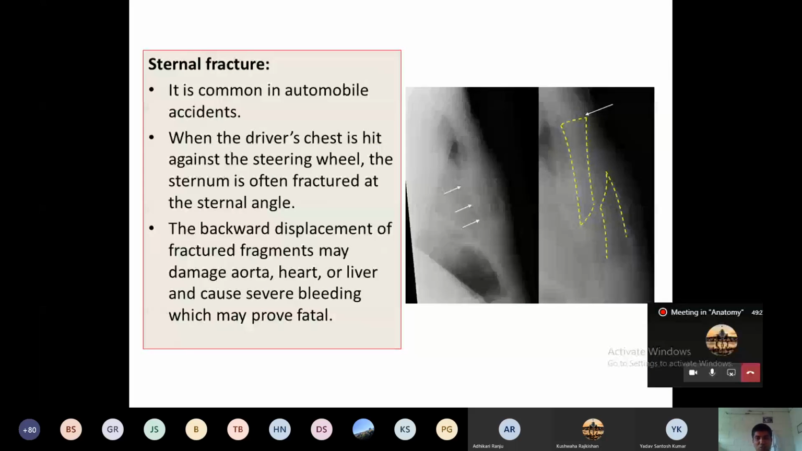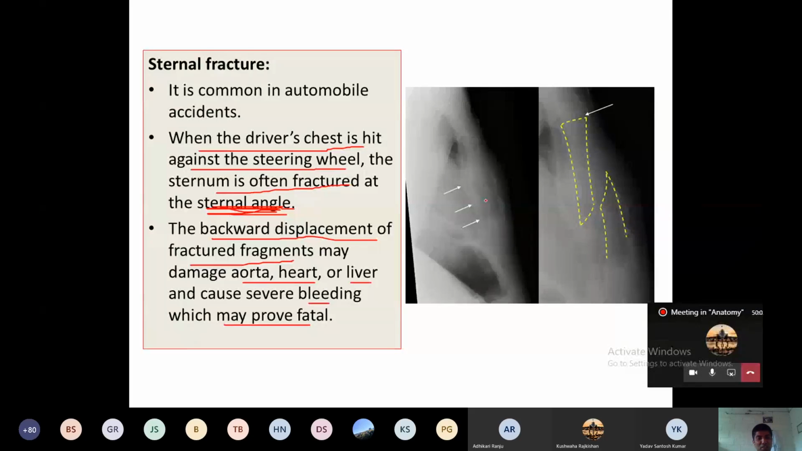Sternal fracture also will happen sometimes in automobile accidents or road traffic accidents. Okay, so when the driver's chest is hit against the steering wheel, the sternum is often fractured at the sternal angle. Because of this fracture, the backward displacement of the fractured fragment may damage the larger blood vessels, the heart and even the liver. Okay, and it may cause severe bleeding, which may even be fatal.